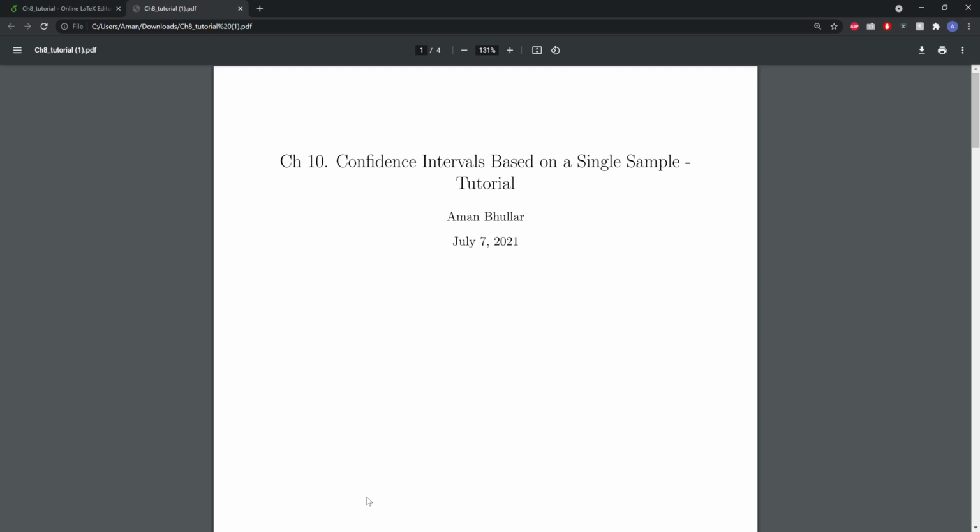Hello everyone, this is the tutorial for Chapter 10, Confidence Intervals Based on a Single Sample.